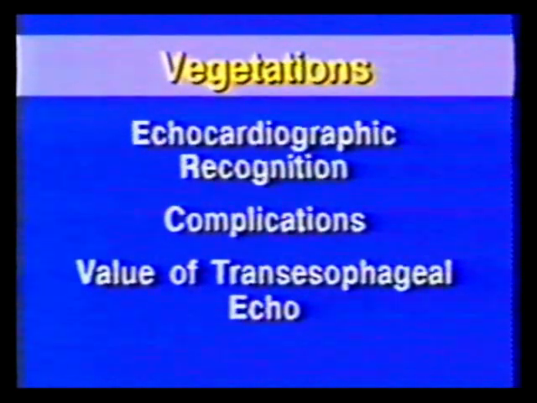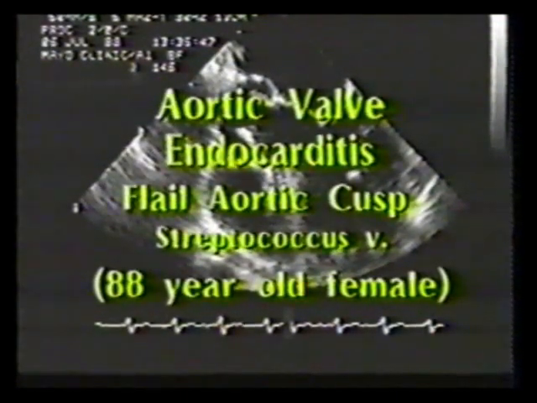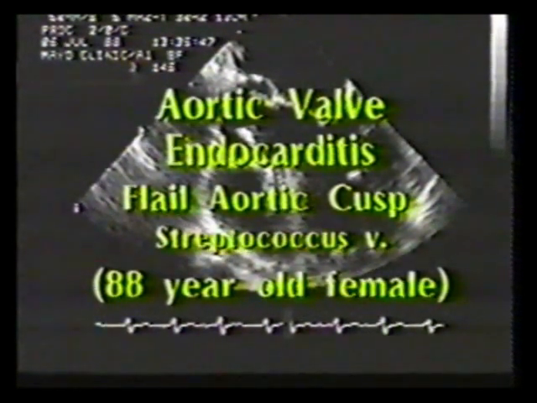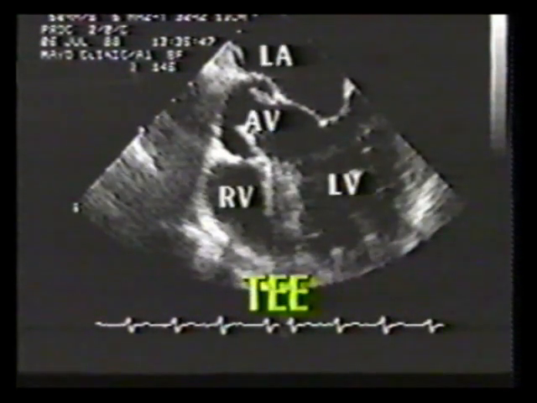The next topic is vegetative endocarditis, its echocardiographic recognition, diagnosis of complications, and relative value of transesophageal echocardiography. The first example is an 88-year-old female with flail aortic cusp secondary to Streptococcus viridans aortic valve endocarditis. Note that the transducer is adjacent to the left atrial cavity. The aortic valve cusps are visualized centrally.